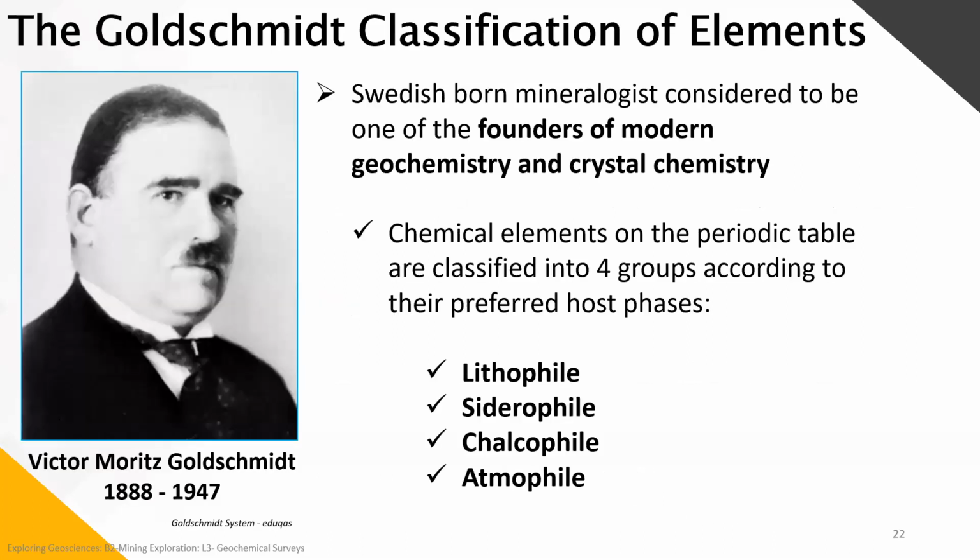So coming back to Mr. Goldschmidt, he is considered to be one of the founders of modern geochemistry and crystal geochemistry, and he based his studies on the chemical elements represented on what we call the periodic table, which he subdivided or classified into 4 groups according to their preferred host phases. These are known as the lithophile, siderophile, chalcophile, and the atmophile.